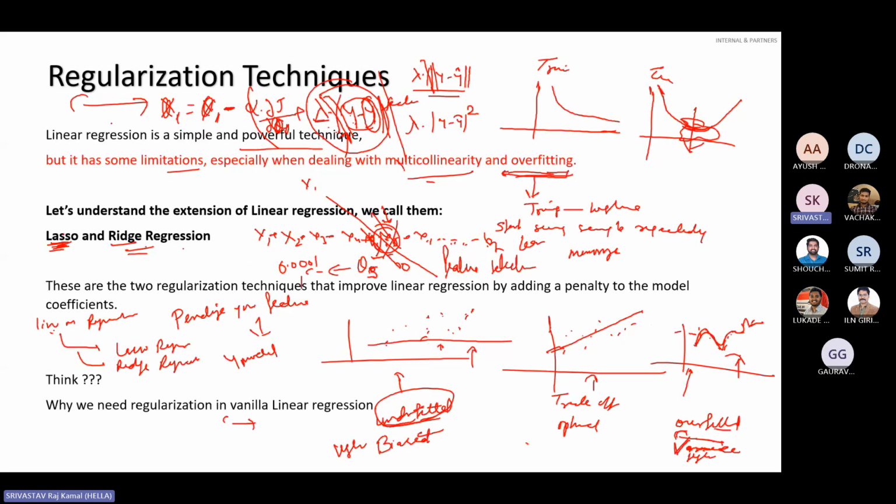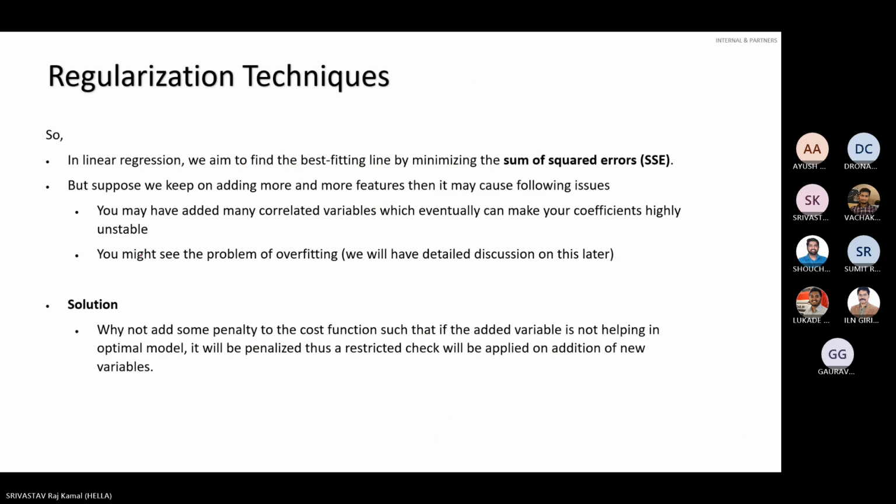And again, this is a one-liner when you do it practically. Just to understand, I'll reiterate it. In linear regression, we aim to find the best fitting line, minimizing the sum of squared error cost function. Suppose we keep on adding more and more features. Just be with me. We keep on adding more and more features, and it may cause the following issues. First issue, you may have added many correlated variables which eventually make your coefficients high.